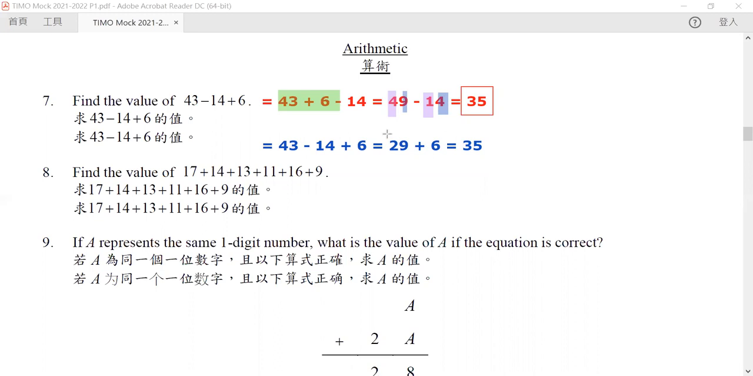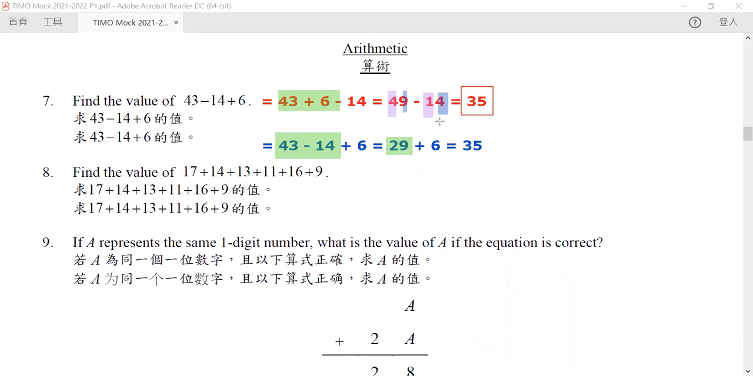35. Yes. All right. Remember that for this part, 43 minus 14, you need to carry downward, all right? Because our 3 is insufficient to subtract the 4 here. So you need to carry over from the 4 to our unit digit.